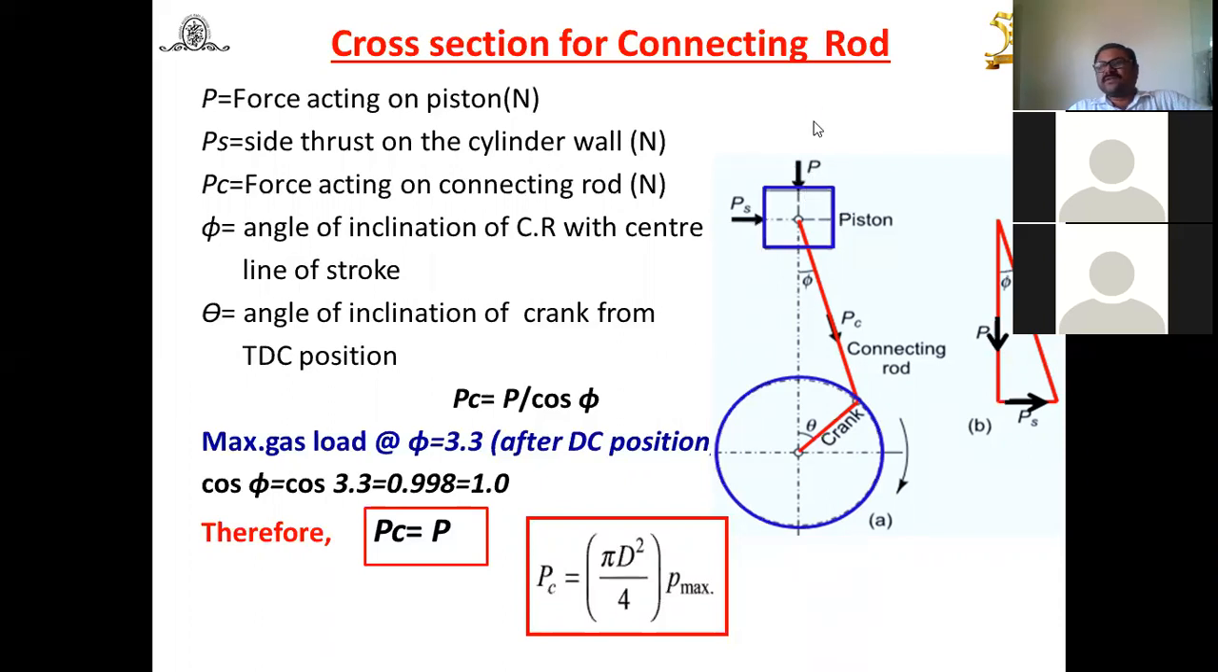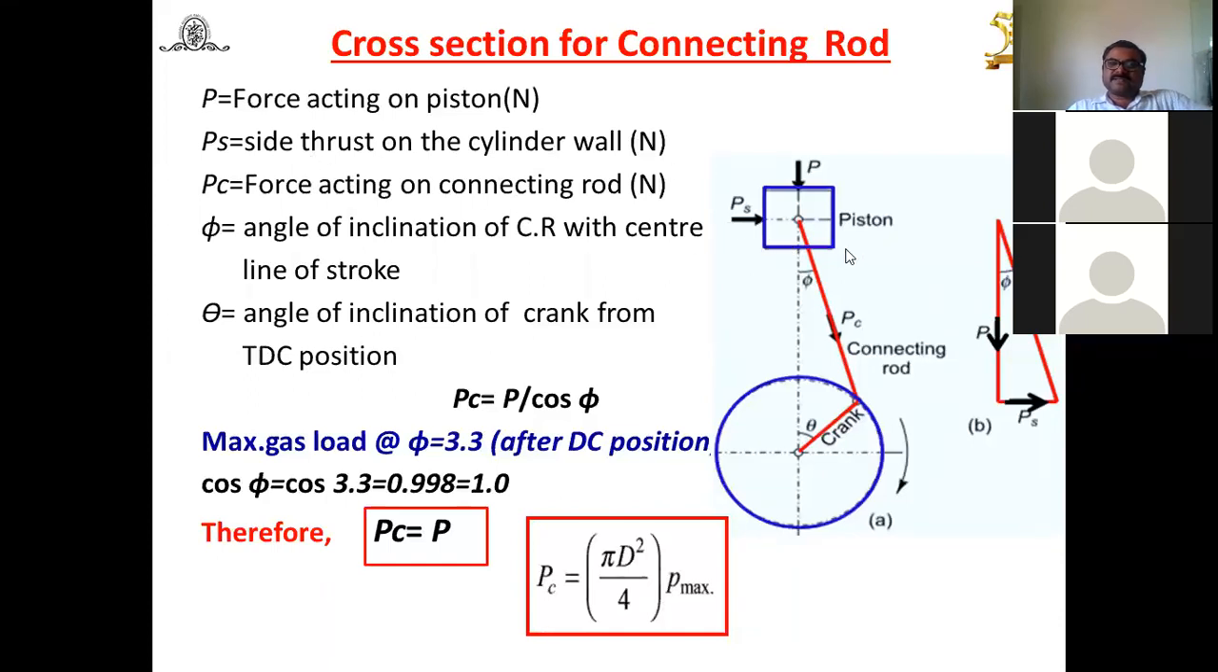And this force acting on the piston is because of the expansion of the gases. Second is the side thrust. As I already explained in the earlier session, the connecting rod is subjected to a fluctuating load on the piston, which gives the side thrust load shown here. PS is the side thrust on the cylinder wall.